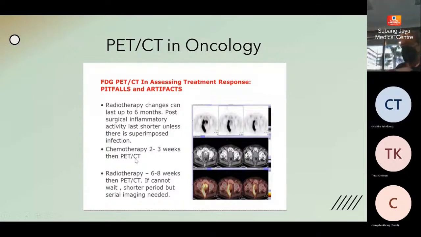Chemotherapy is also another issue because sometimes the chemotherapy is given, and usually we advocate waiting at least a minimum of 2 weeks, ideally after 3 weeks, to do the scan. But some patients are going for chemotherapy within that time period. We can't wait for 2 to 3 weeks.